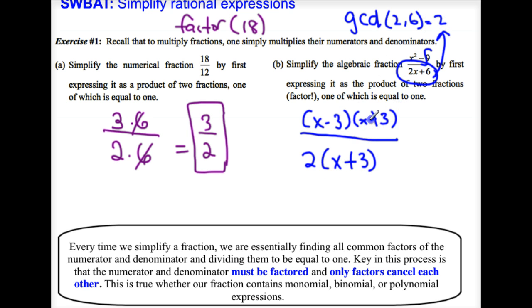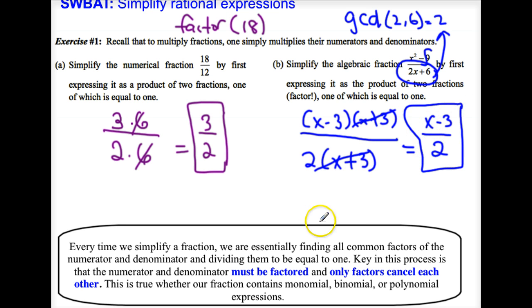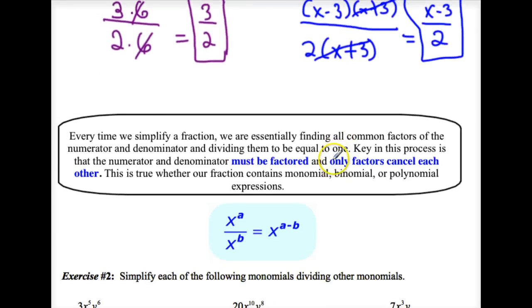Now what happens? The 2s cancel off. The x plus 3s at the top and the bottom, they're the same, so I can cancel them off. And I'm left with x minus 3 over 2. And this is my rational expression in the simplest form.